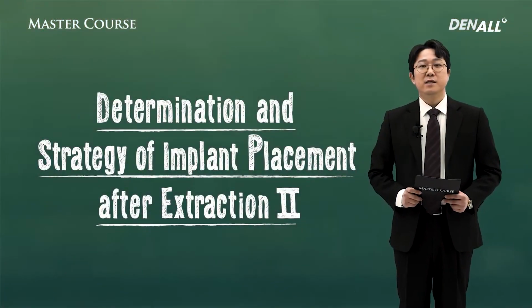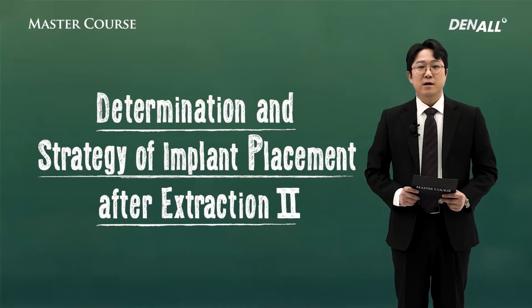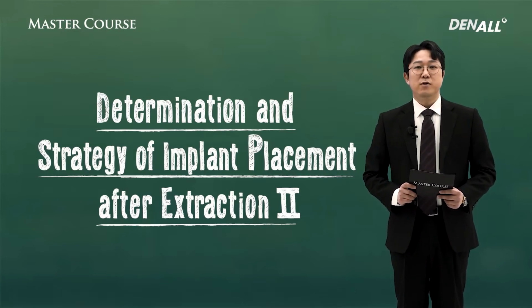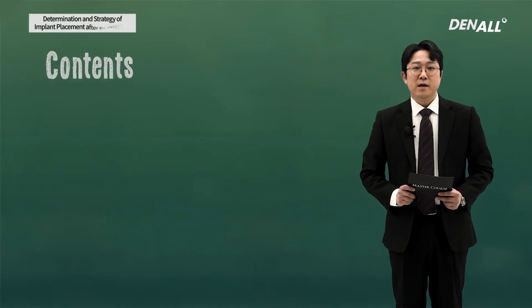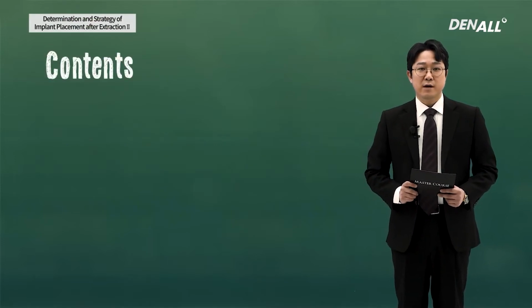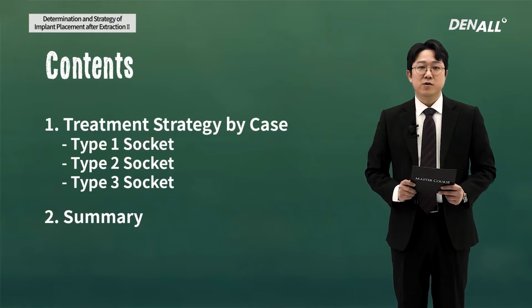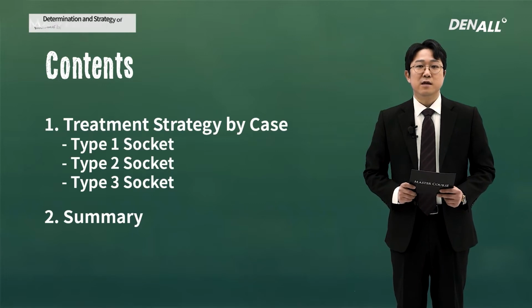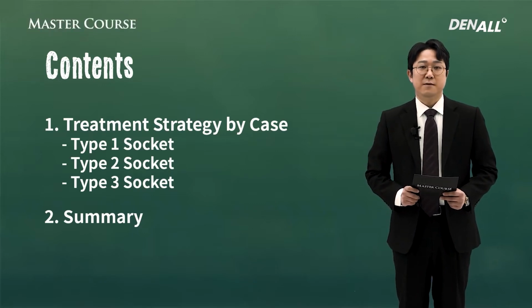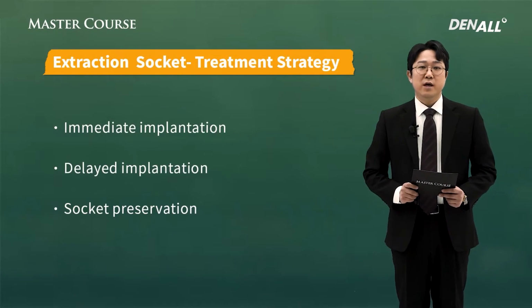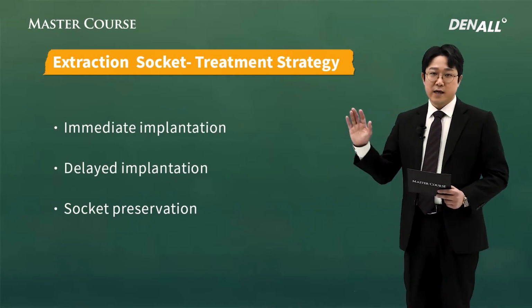In the previous lecture, I talked about placement period and using the extraction socket to determine when to place the implant. The different categories of socket were defined using Elian's classification. Based on that criteria, I'm going to talk about how implant treatment is provided for each category using clinical cases. Treatment planning after extraction can be divided into three.